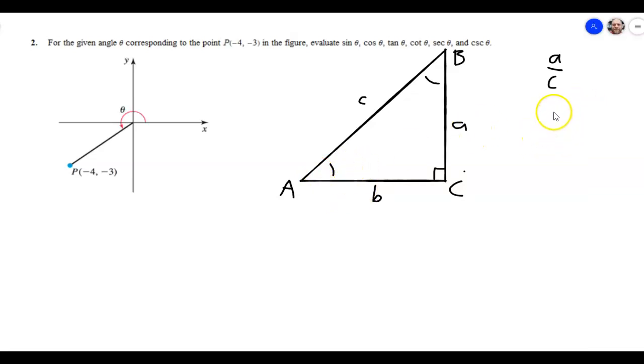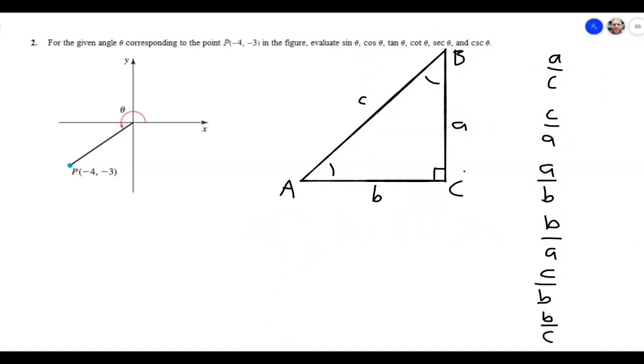Well, we got A over C. We can also do C over A, the reciprocal of that. We have A over B, and we can take the reciprocal of that, B over A. And finally, we have C over B, and we can also take the reciprocal of that, B over C. So notice that with this one acute angle, there are 6 different ratios that we can set up with different sides, and that is why we have 6 trig functions. Each one of the trig functions represents one of these ratios.